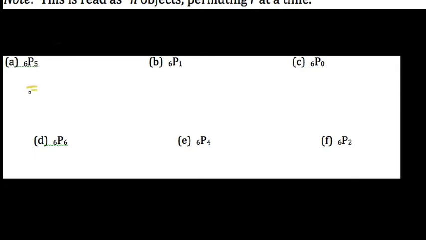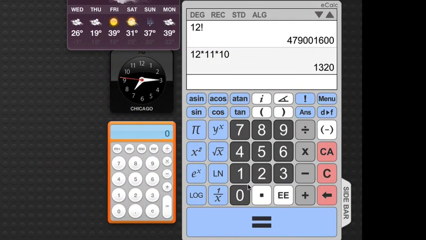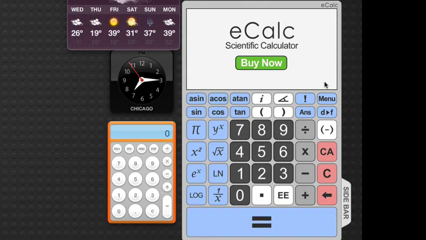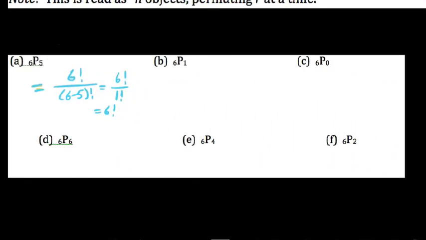Using our formula here, let's choose a darker color, we'd use our blue. We'd say 6 factorial over 6 minus 5 factorial, which comes out to be 6 factorial over 1 factorial, or really just 6 factorial. This is something we can calculate on a calculator. We say 6 times 5 times 4 times 3 times 2 times 1, or we could have just typed in 6 factorial, and we get 720. So this expression evaluates to 720 different ways that, if I gave you 6 things, you could rearrange 5 of them at a time.